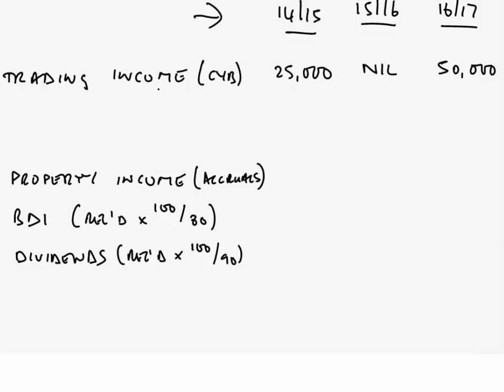The only difference was for trading income for 15-16, it would show the amount of loss. Remember, I gave you that number, £40,000 worth of loss. Okay, so we now put the other information in. Let's go with the current tax year first.